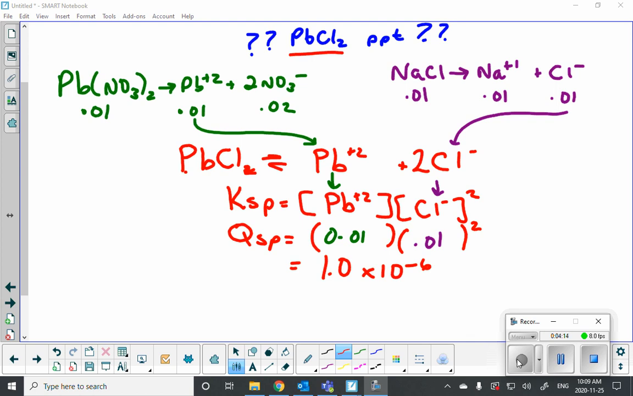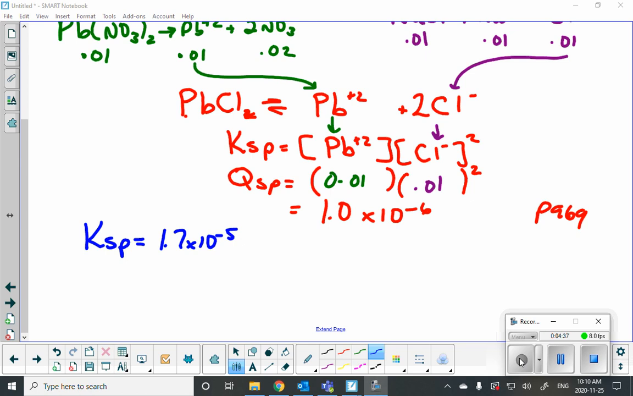In order to determine if a precipitate forms, we have to find out what the Ksp is for lead chloride. What would be the actual equilibrium value? Since they didn't give it to us in this question, we have to look it up on a chart, which is on page 969 of your textbook. On page 969 in our text, we see that the actual Ksp for lead chloride is 1.7 times 10 to the -5. But our trial value is 1.0 times 10 to the -6.